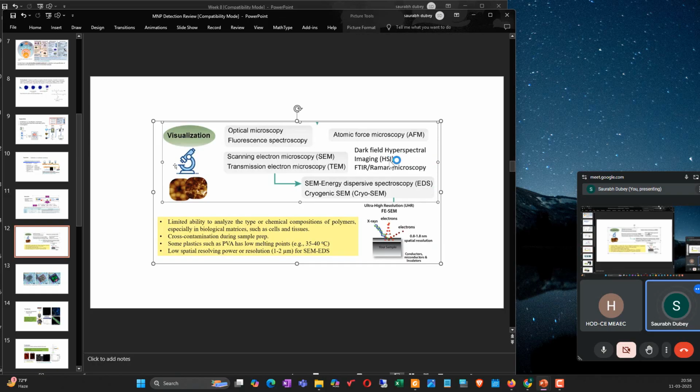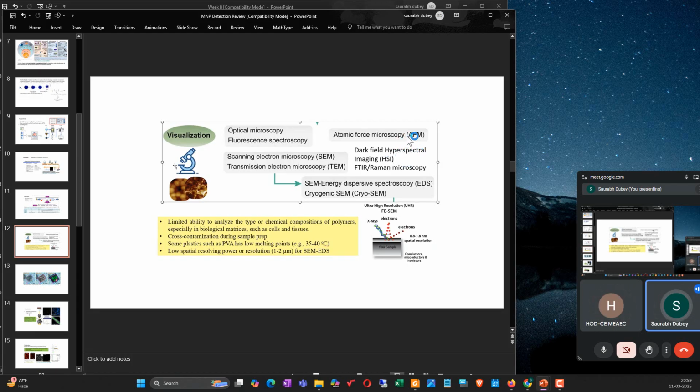Currently the most effective method being used is dark field hyperspectral imaging. Just one year back this came into the picture, and this method is capable of tracking these plastics from very complex matrices, from biological samples, and from food also, it can track.